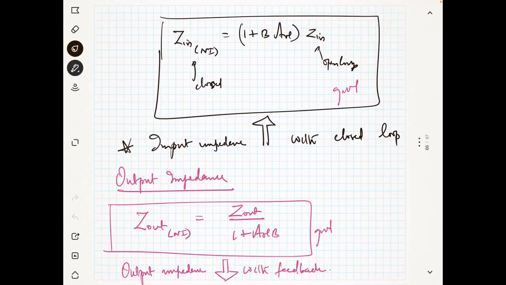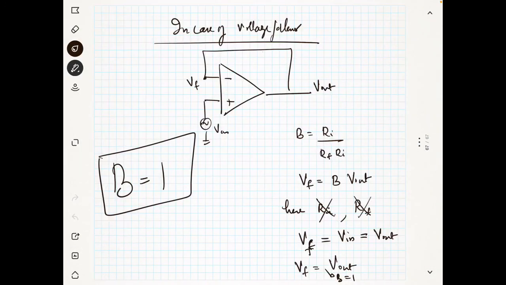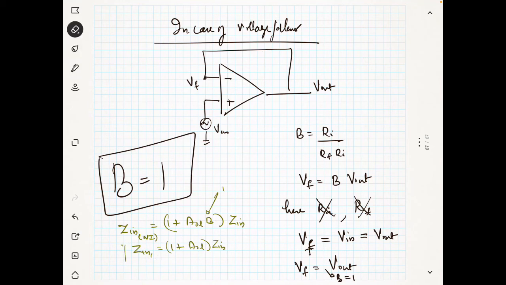Now we will discuss the input impedance of the voltage follower. So what will be the input impedance of the voltage follower? This is a non-inverting configuration. Z in non-inverting is 1 plus AOL into B into Z in. But my B is equal to 1. That means it is 1 plus AOL into Z in. This is my Z in for the voltage follower, which I will just write as VF.